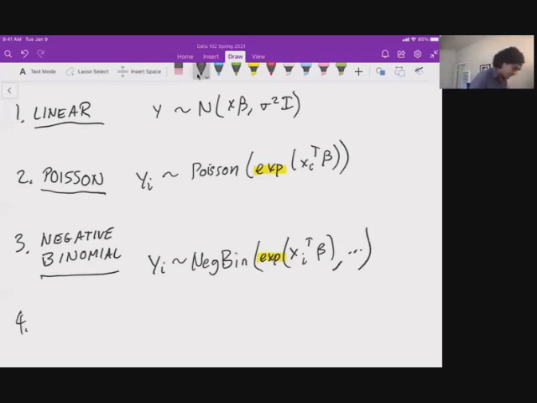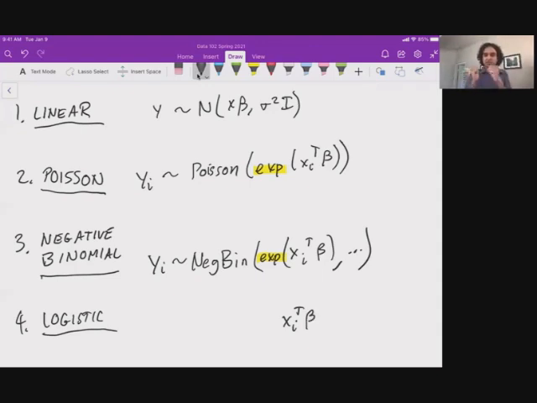And let's talk about a fourth example, which is logistic regression, right? So this is something you've seen before. How do you do logistic regression? Well, again, you do the same kind of thing where you look at x_i transpose beta, right?